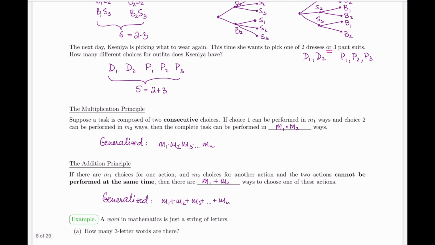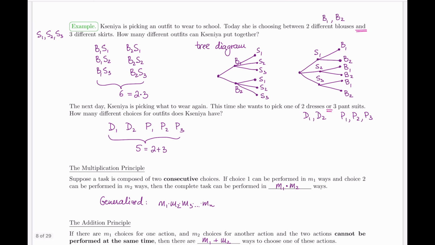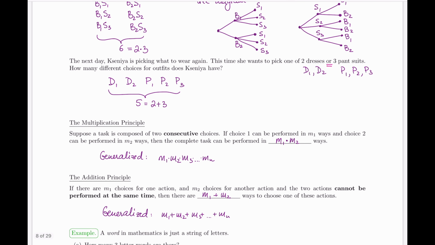So let's review. The multiplication principle is applied when the tasks are consecutive and they're joined by an action that is indicated with words like "and." The addition principle is applied when you have a combination of 2 tasks or more that cannot be performed at the same time, and the word that connects them would usually be an "or."